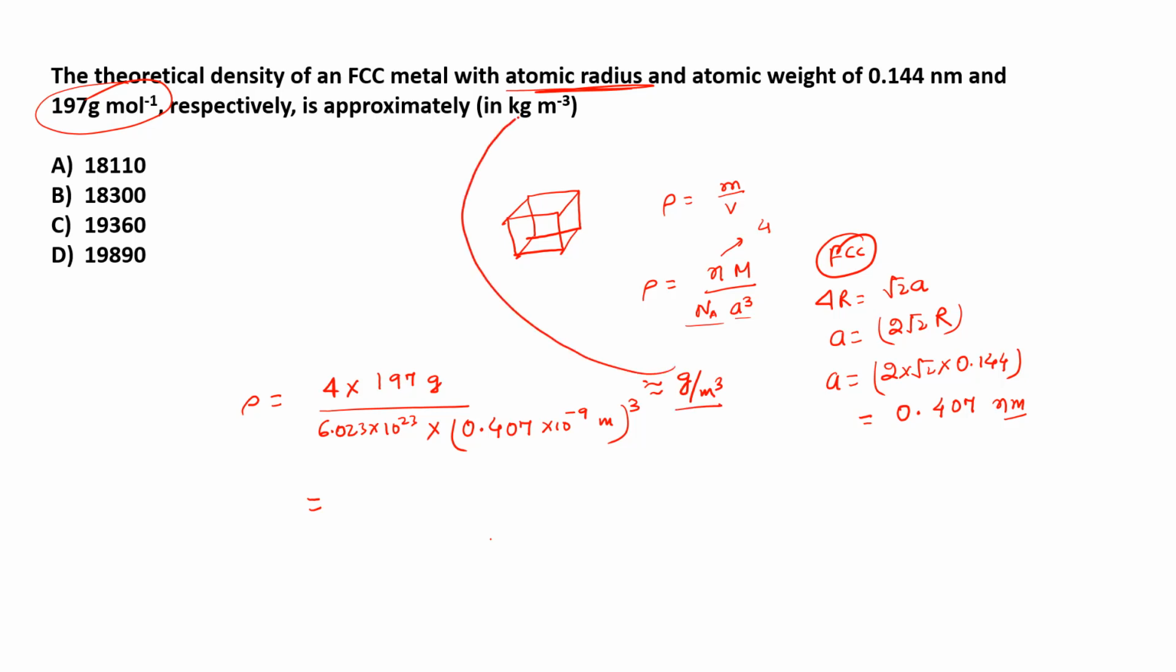So next task will be to convert it into kg per meter cube. So you need to take care here. So do the calculation first: 4 into 197, divided by 6.023 times 10 power 23 into 0.4 times 10 power minus 9 to the power 3.